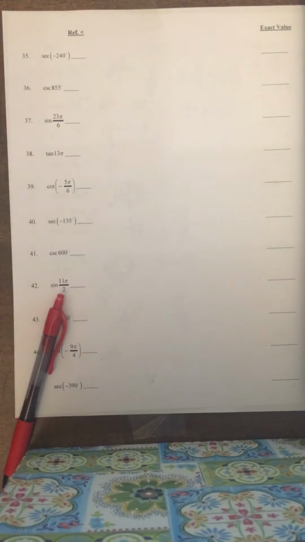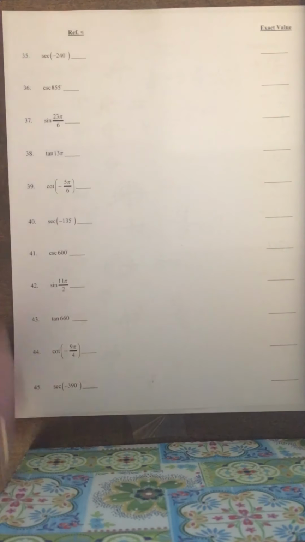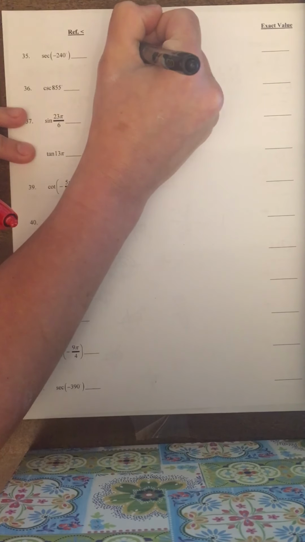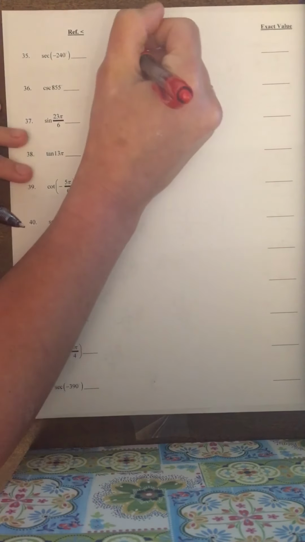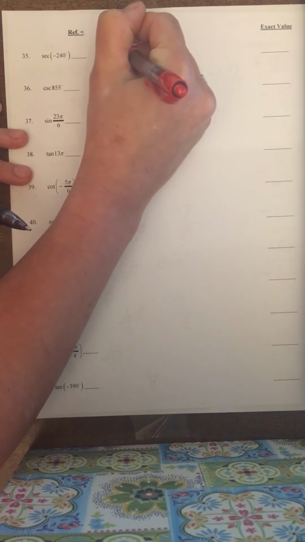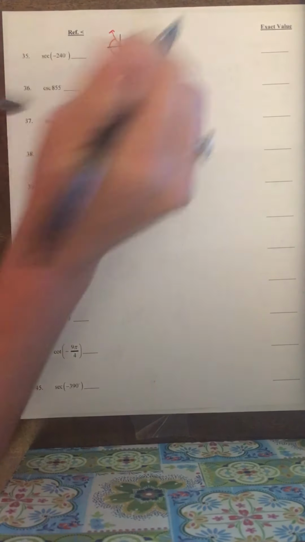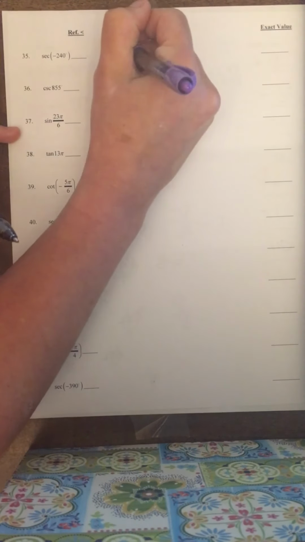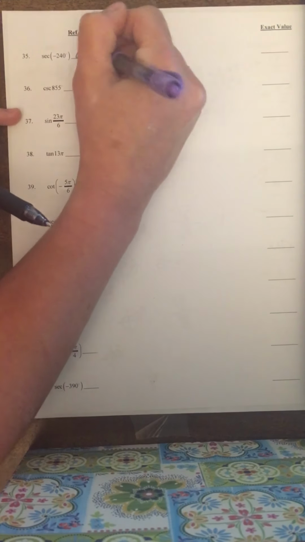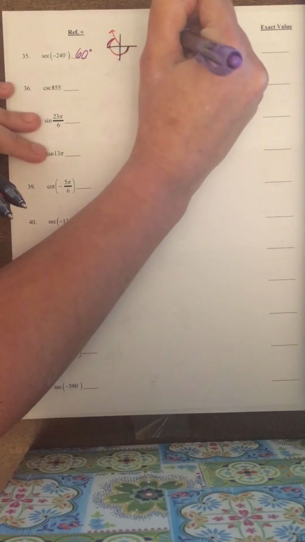Okay, so secant of negative 240. So we can go ahead and sketch this. So that would be, let me use a different color. That would be 90, 180, and then we'd have to go another 60 degrees to get to 240, okay? So that means we are 60 degrees away from our x-axis, so our reference angle is 60 degrees, and we are in the second quadrant.